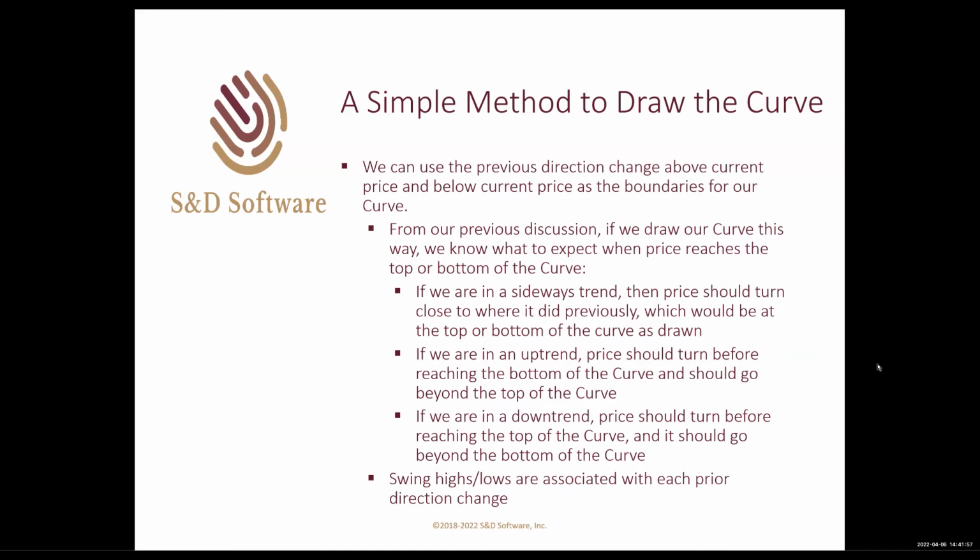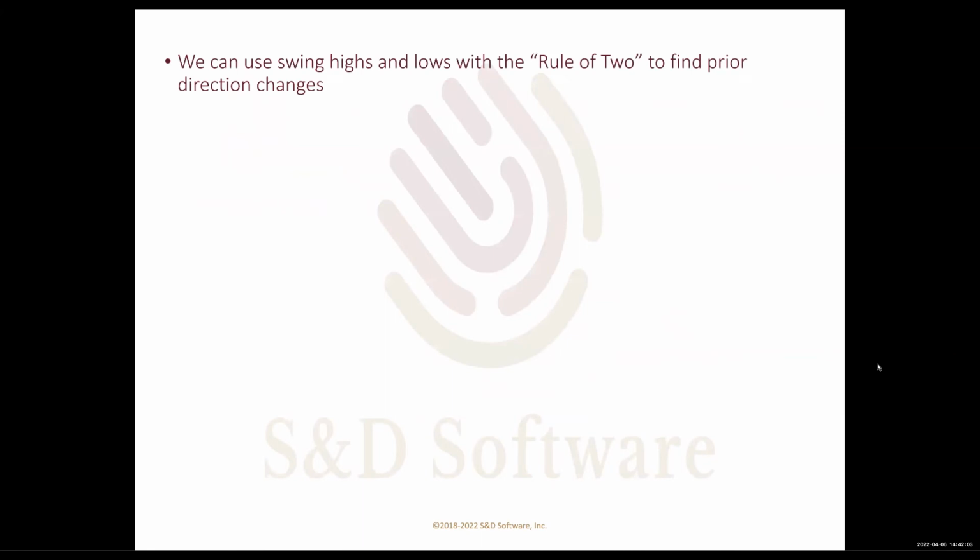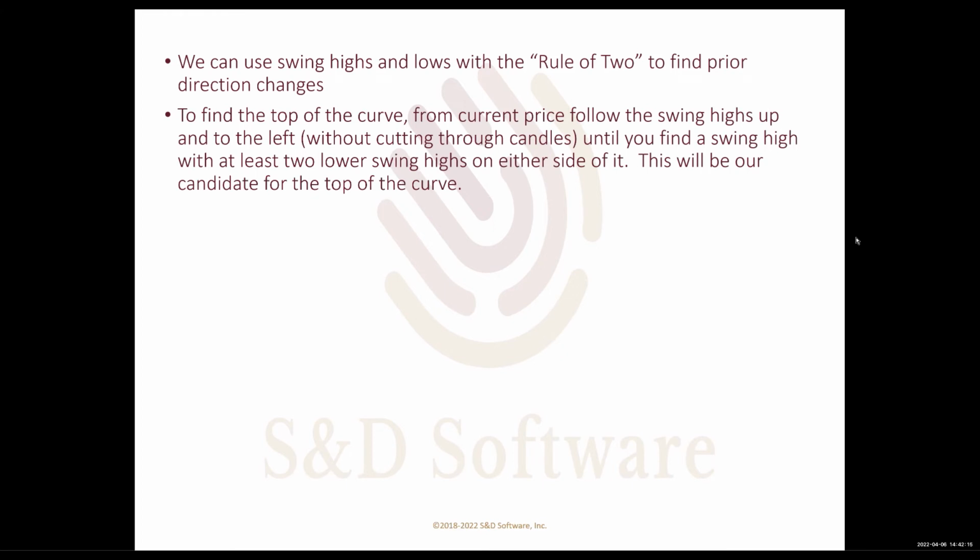And we know that swing highs and lows are associated with each of the direction changes. So we're going to use the swing highs and lows with the rule of 2 to find the prior direction changes. And while we're going to talk through this with words now, we're actually going to look at some graphic examples of this later. But basically, this is very similar to what we saw in part 1 when we were looking for the changes for impulse moves into corrective moves and vice versa.